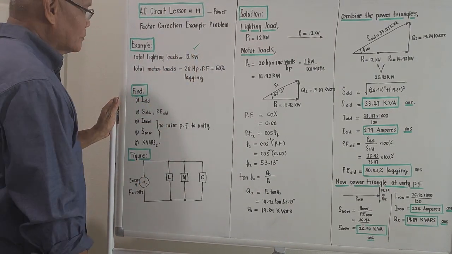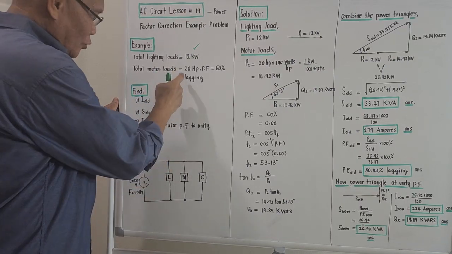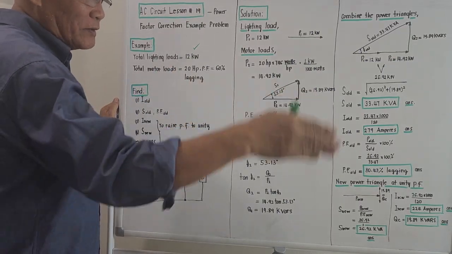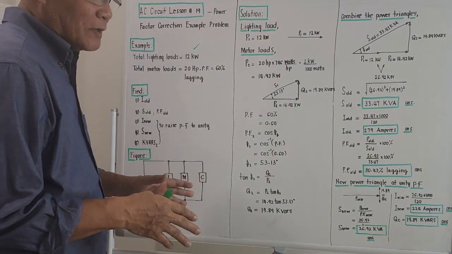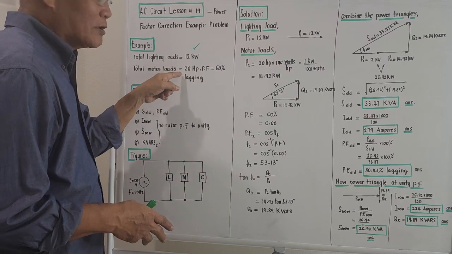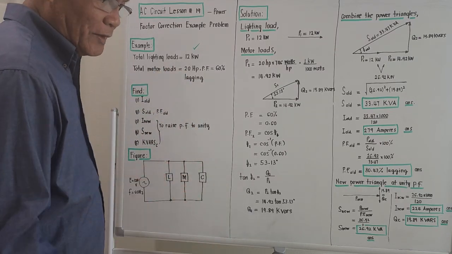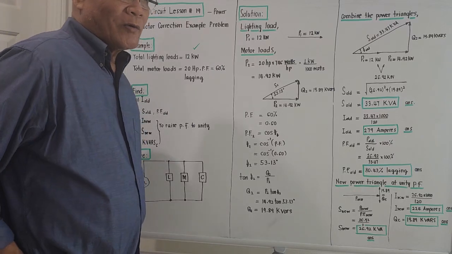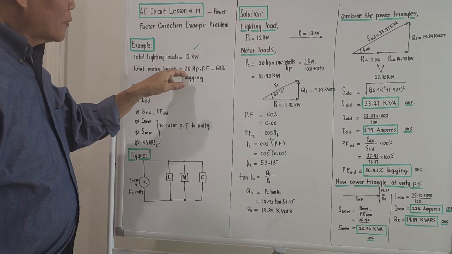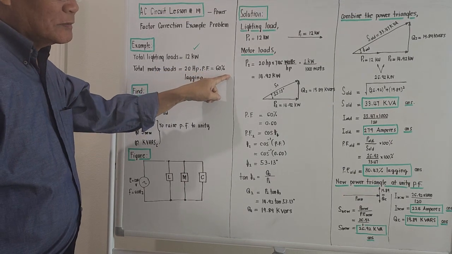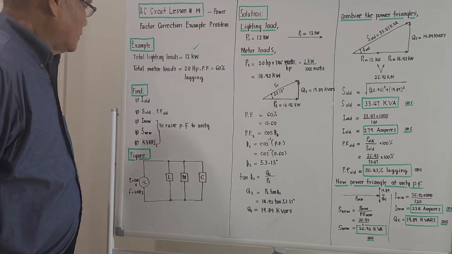That's flat. Total motor loads, 20 horsepower. It's not so many because if it's a business company involving motor loads, it's not only 20 horsepower. So 20 horsepower could be maybe a high value household. So the total motor loads will be 20 horsepower. The power factor is 60%. Of course, it is lagging because it's motor loads, right?